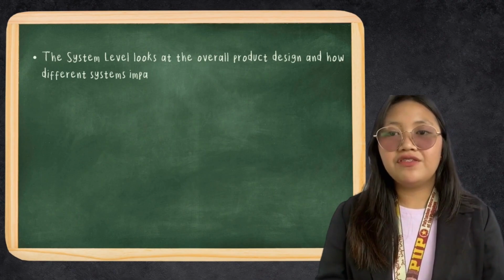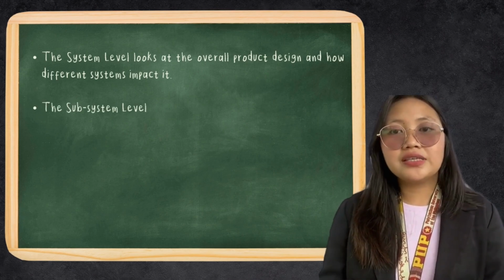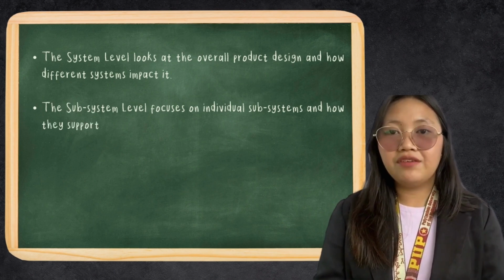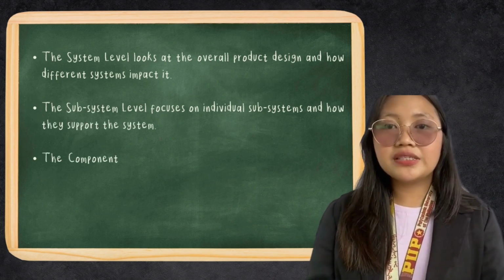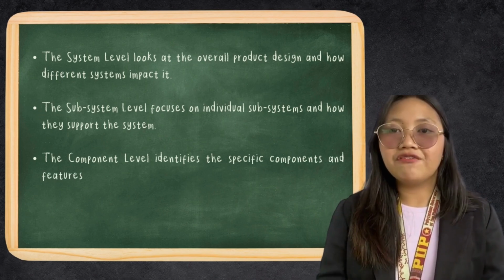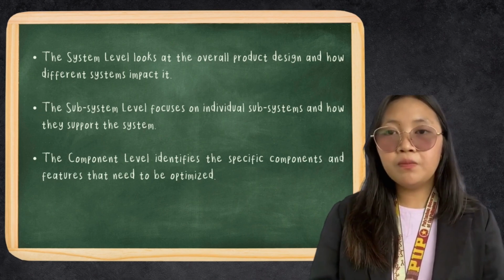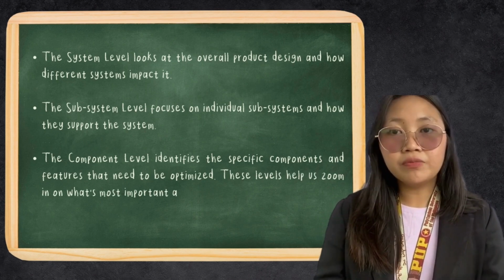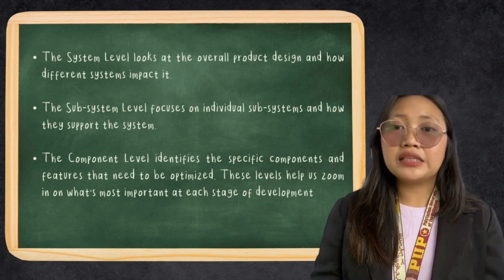First is the system level. It looks at the overall product design and how different systems impact it. Second is the subsystem level. It focuses on individual subsystems and how they support the system. Lastly is the component level. It identifies the specific components and features that need to be optimized. This level helps us zoom in on what's the most important at each stage of development.